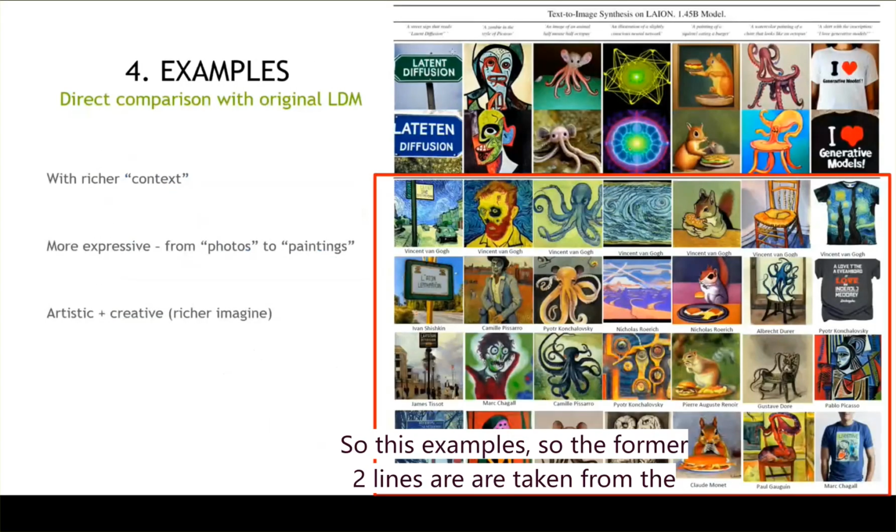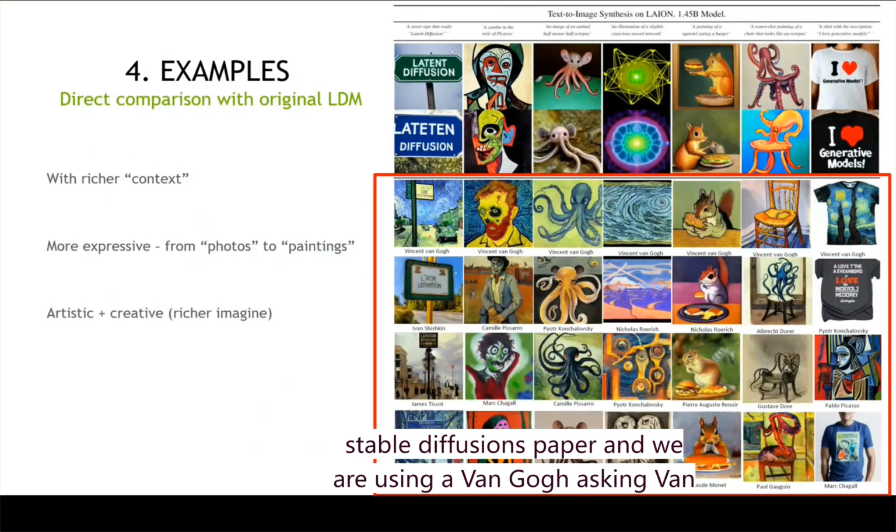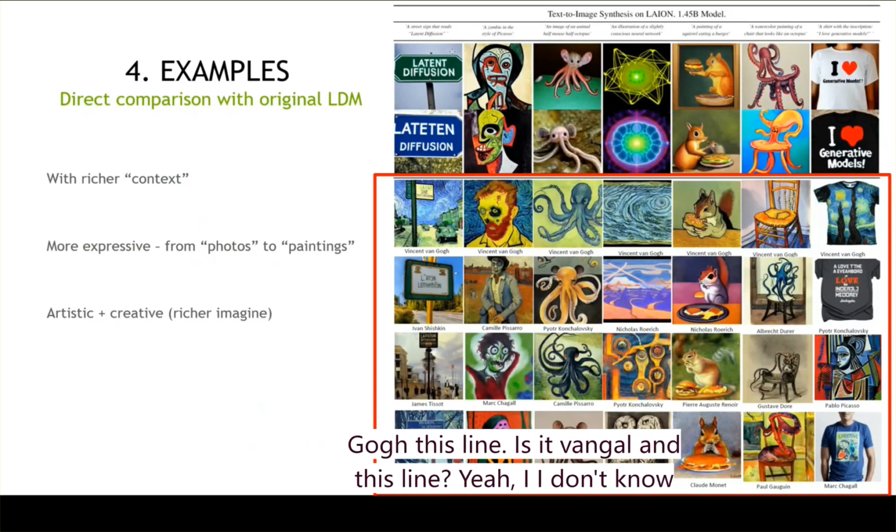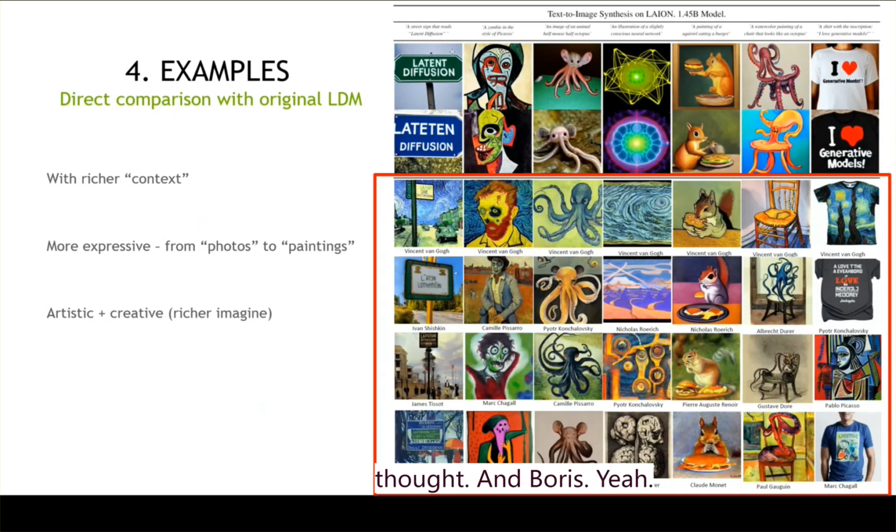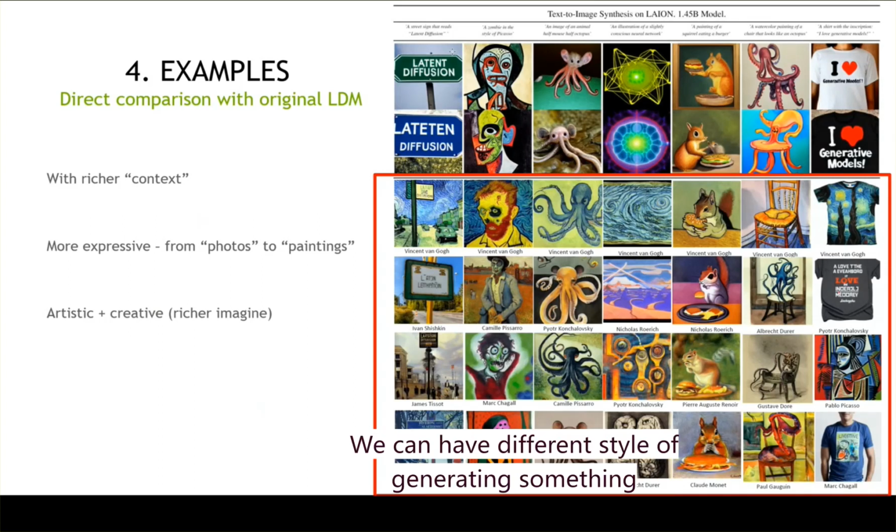The former two lines are taken from the Stable Diffusion paper. We are asking Van Gogh, this line is Van Gogh, and this line, I do not know how to pronounce it, Shinsky, and Tissot, and Boris. We can have different styles of generating something interesting.